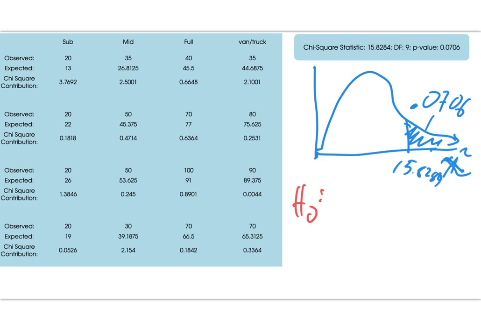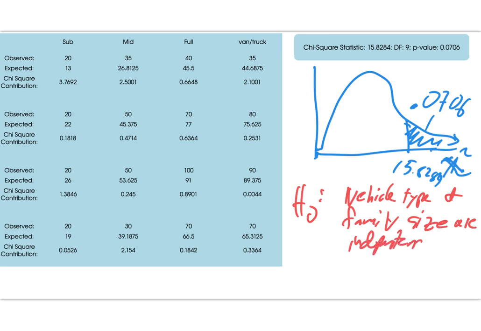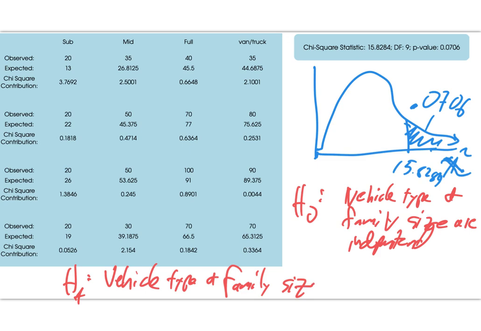it's words, not symbols. The null hypothesis: vehicle type and family size are independent. For the alternative hypothesis in a chi-squared, we would say vehicle type and family size are not independent.